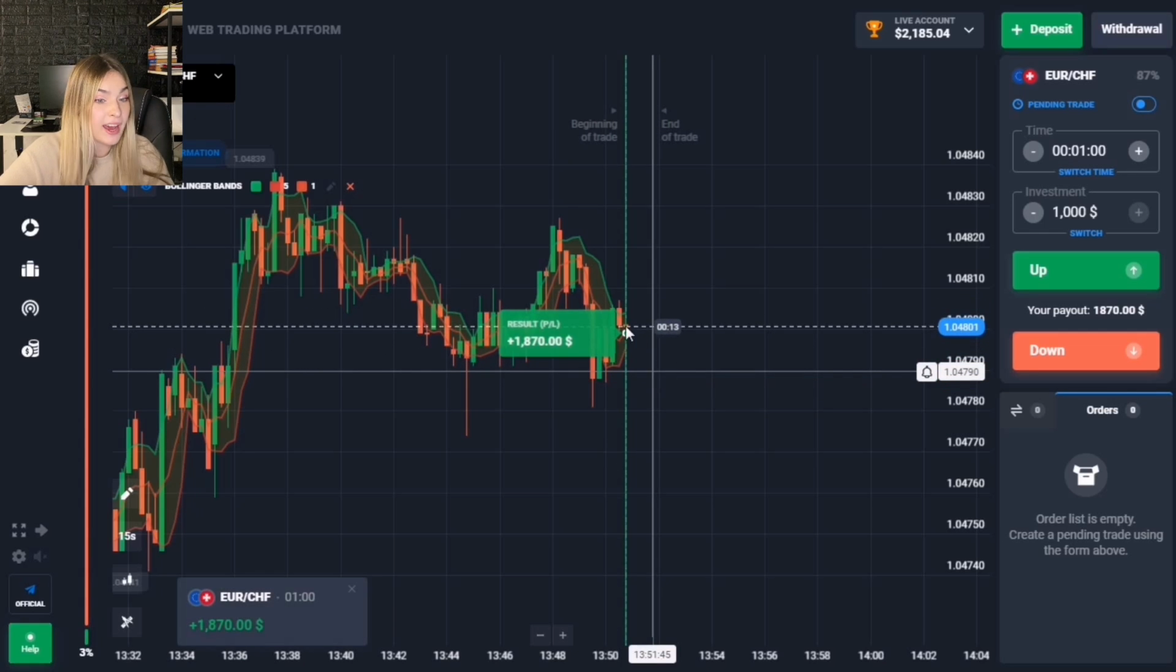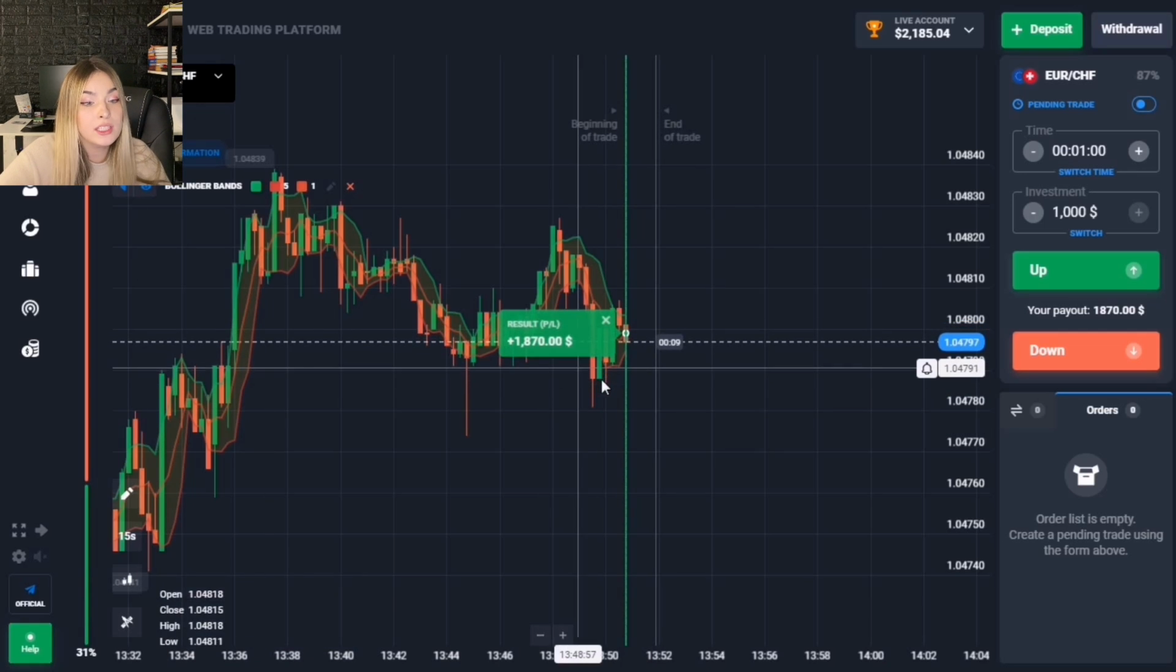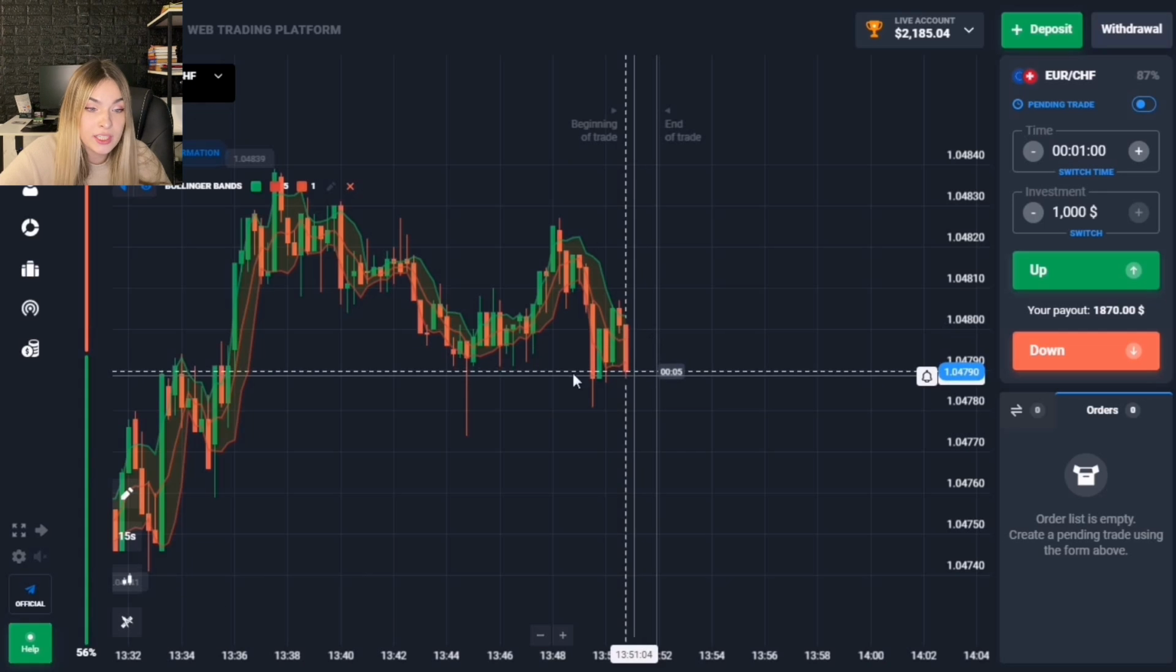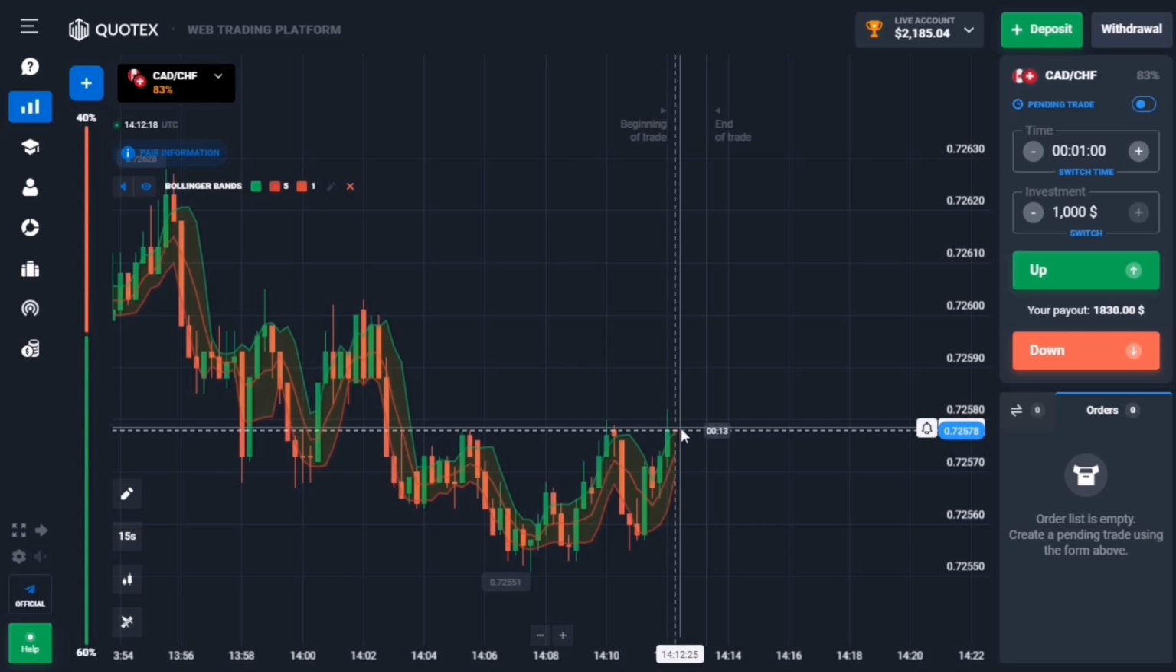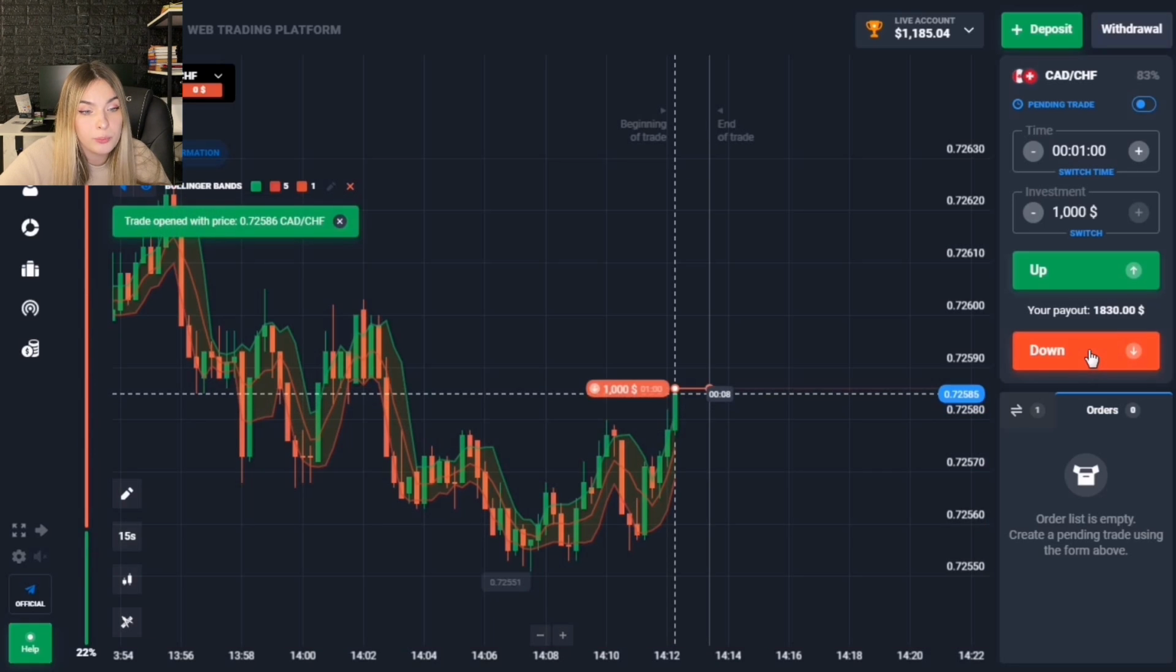Friends, it's quite good that the pullback up has happened and we get a profit. 1 minute was enough for us. While everything is going well, let's continue. Here we also see that the price is moving up quite impulsively. We open a deal for a downside because the price has gone beyond our indicator.